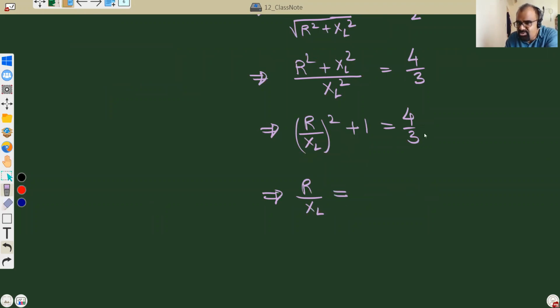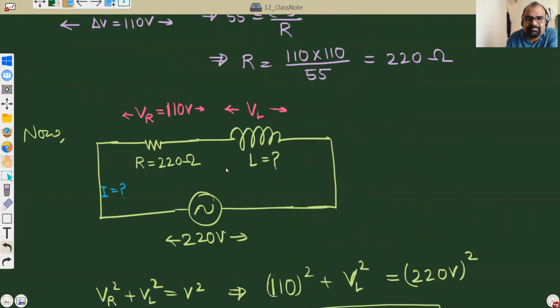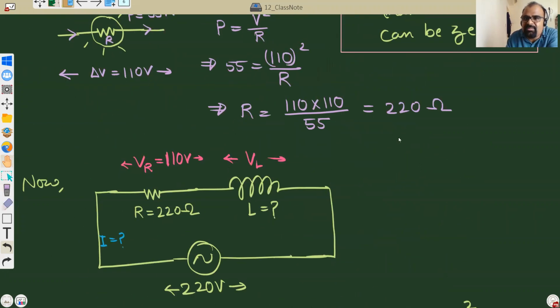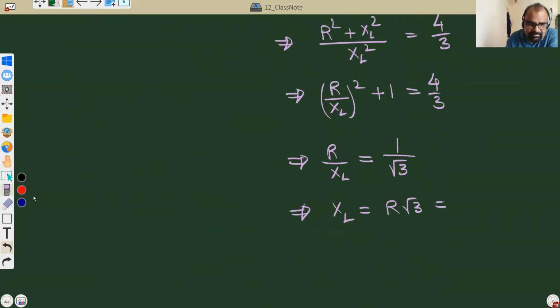Now get it on this side. So 1 by 3 and then root over 1 by 3. So 1 by root 3. Now R was not given, we had calculated it. So XL is R into root 3. R, you know how much it had come out to be? Let me show you. The resistance of this bulb had come out to be 220 ohm. So 220 root 3 ohm.